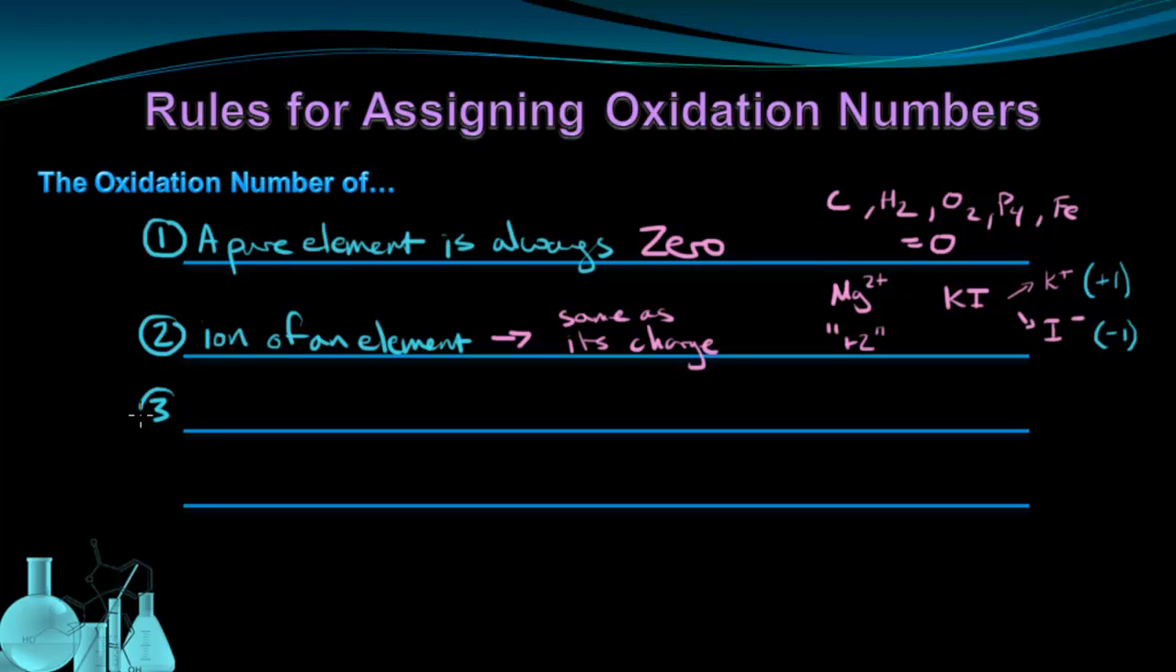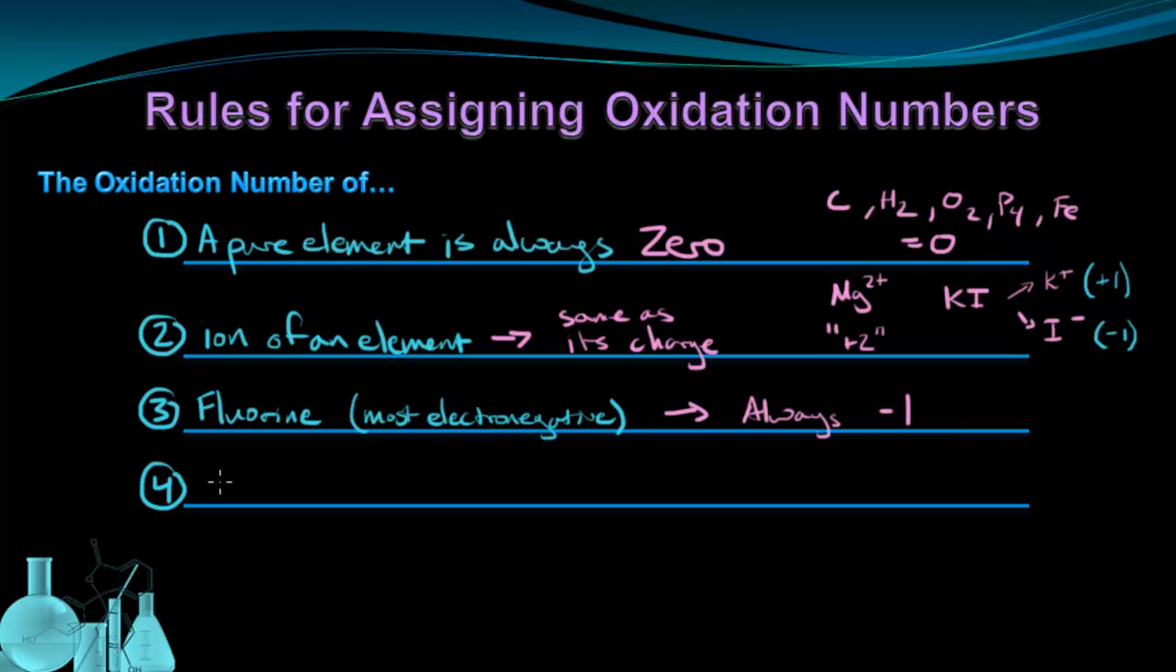The next rule we're going to look at is a rule for the element fluorine. Fluorine is special because it's the most electronegative element, and it always has an oxidation state of -1. The next rule is about another element, this time hydrogen. Hydrogen is always going to have a +1 charge. So for example, when it's in the compound HCl or H2S, each of these hydrogens has a +1 oxidation state.